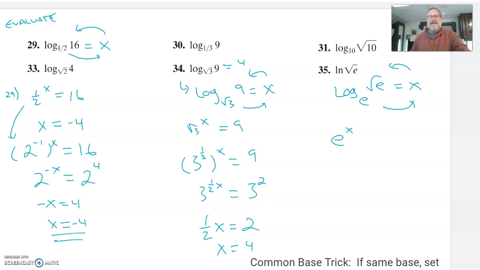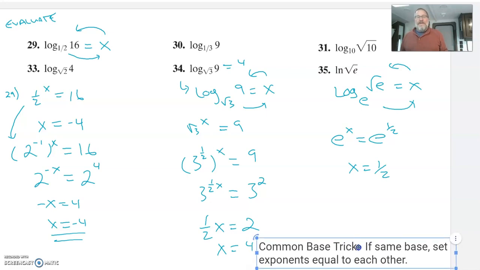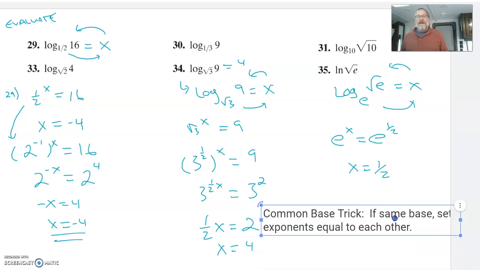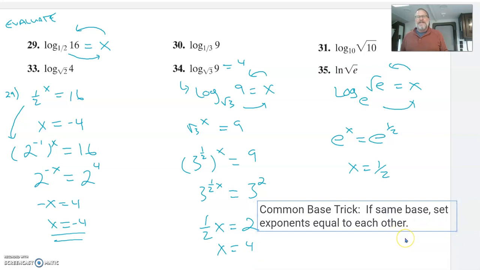e to the x is equal to e to the square root of 1/2. Hey, the bases are already the same. I can just jump to the answer. So, if you have the same base, set the exponents equal to each other.